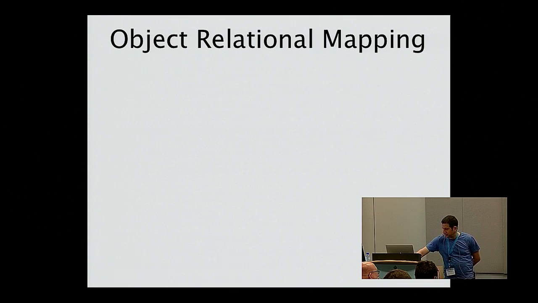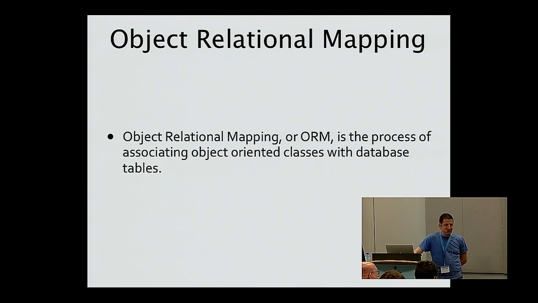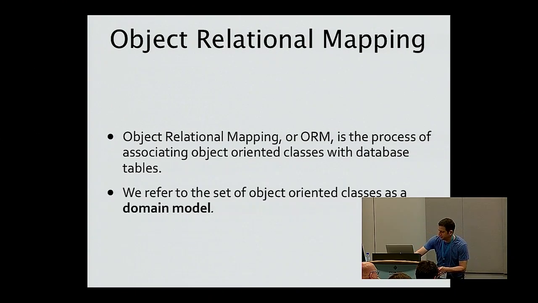Object relational mapping, or ORM for short, is the process of associating object-oriented classes with database tables. We refer to the set of object-oriented classes as a domain model. So you've got your whole set of classes, and that's your whole app, and the whole set of classes that all talk about some concept is called the domain model.